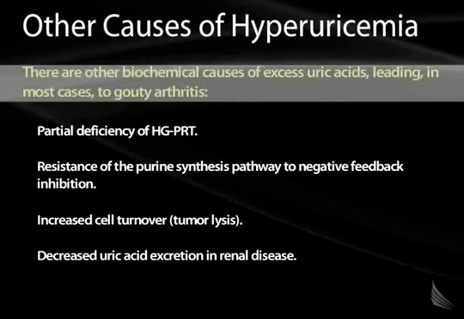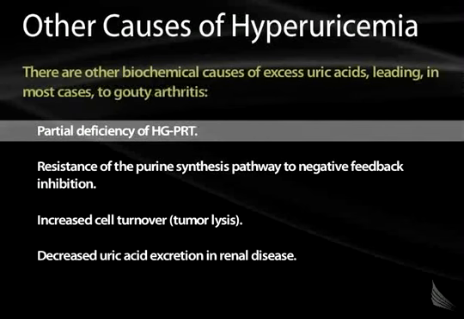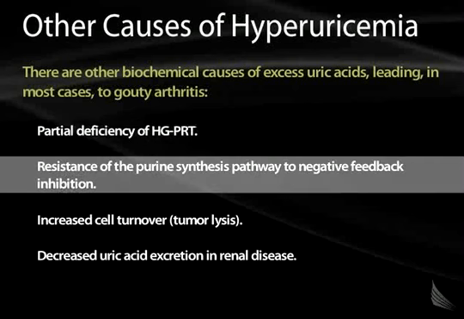Now, there are other biochemical causes of excess uric acid leading to gouty arthritis. You can have a partial deficiency of HGPRT such that you don't get the signs and symptoms of Lesch-Nyhan syndrome, but rather just the accumulation of uric acid. You can have a resistance of the purine synthesis pathway to negative feedback inhibition. In this case, you get oversynthesis of the purines, which leads to increased degradation and overproduction of uric acid.